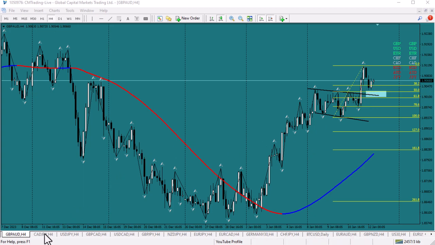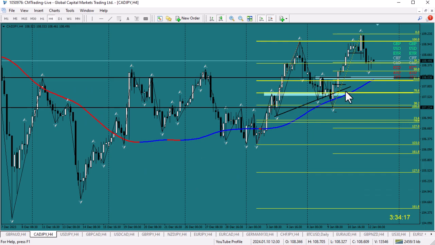The CAD yen, unfortunately, well, we went long there, and we got trailed out of this trade at a nice profit. I think I made 1.2% on this. I did it all live there yesterday. I trailed the stop loss on the live stream yesterday on YouTube.